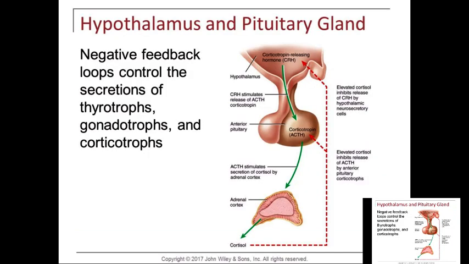The negative feedback loop controls the secretion of thyrotropins, gonadotropins, and corticotropins. So here we can see that the hypothalamus is releasing corticotropin releasing hormone up on top. And then it's going to send that to the anterior pituitary that releases adrenocorticotropic hormone. It's going to go to the adrenal cortex, where you have glucocorticoids, cortisol, cortisone, corticosterone, and then you've got here cortisol. And when the cortisol levels rise, you can see the red negative line for the negative feedback loop to affect the anterior pituitary and the hypothalamus by shutting them down.